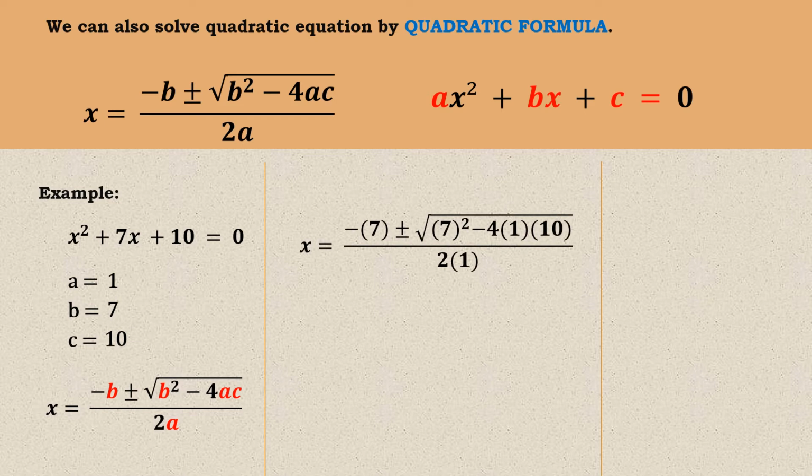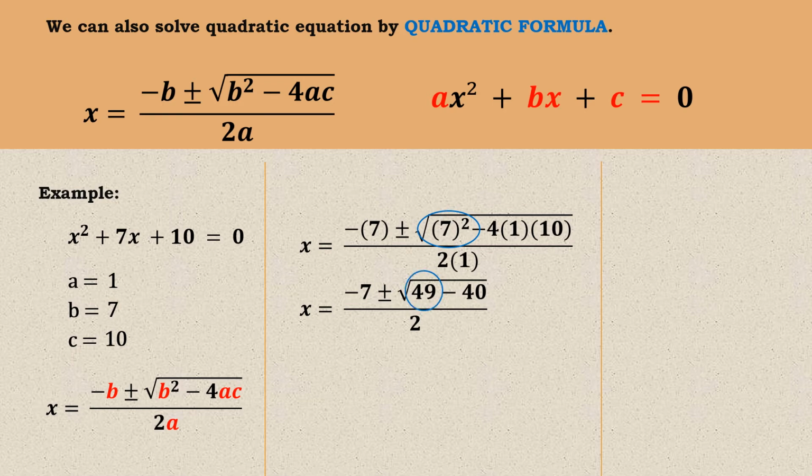Substitute, tanawa, si B is 7, si A is 1, and si C is 10. Then simplify by kung unsang operation, mao na siyang result. Negative 7, the result is negative 7. Then, 7 squared. What is 7 squared?